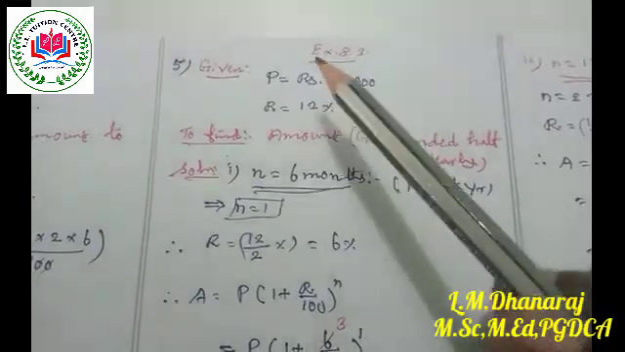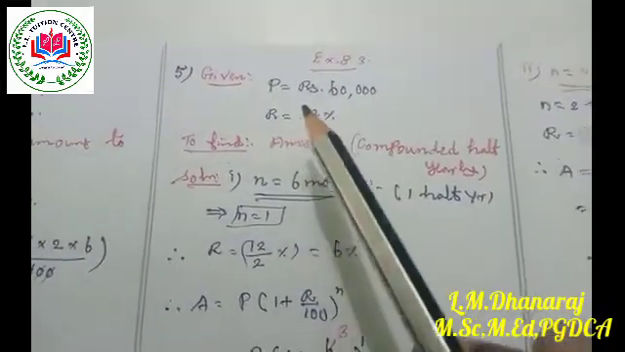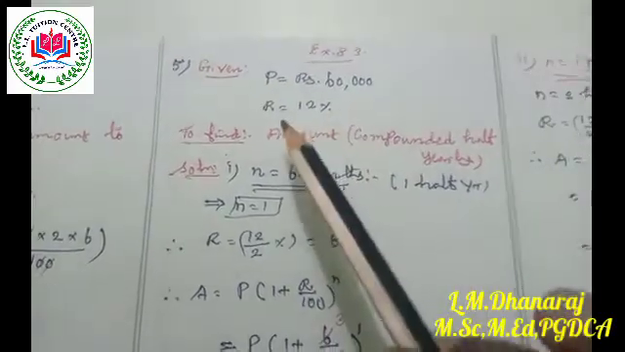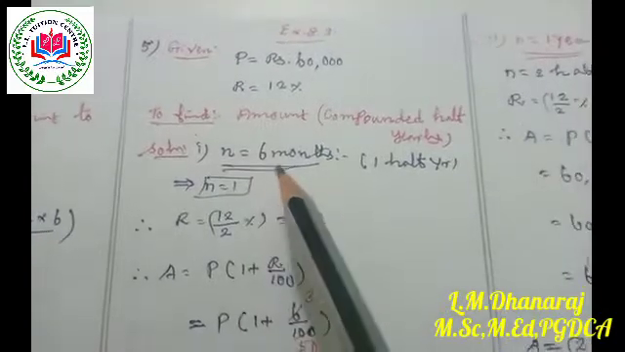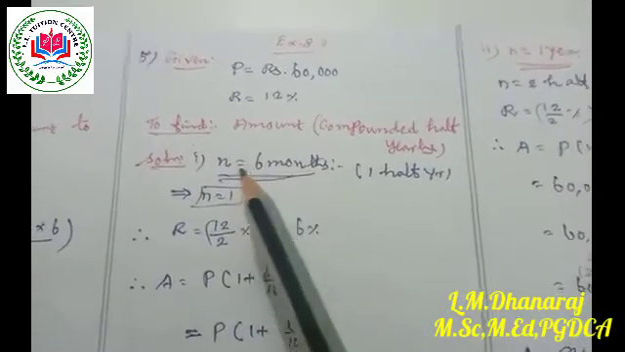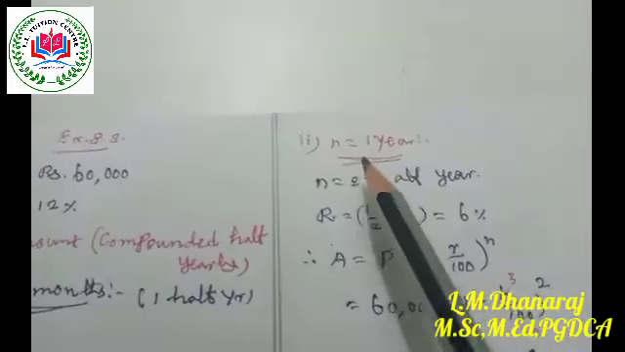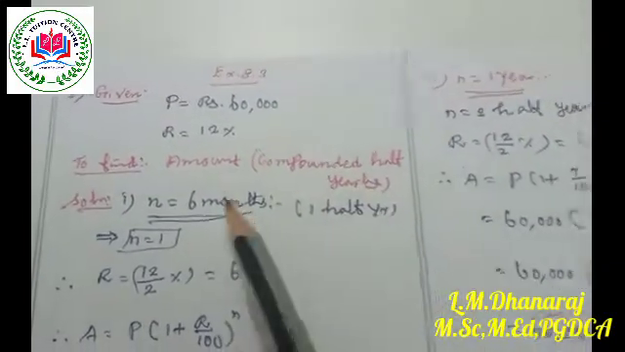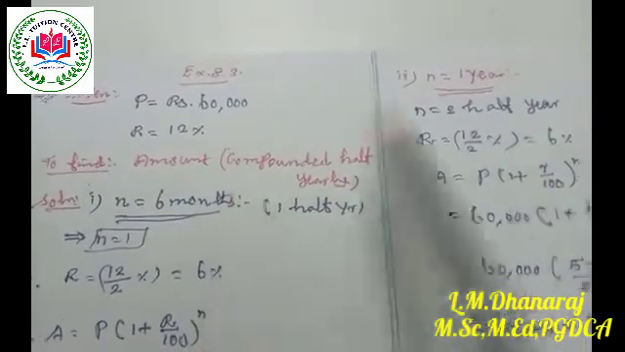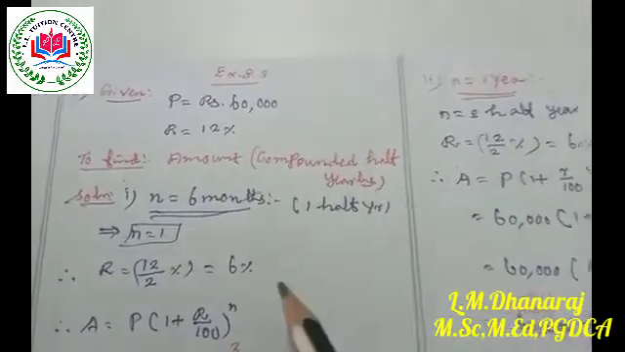Exercise 8.3, the fifth sum. It is given that the principal amount is rupees 60,000 and the rate of interest is 12%. Now there are two subdivisions. One is n is equal to 6 months. The other one is n is equal to 1 year. So we have to find the amount compounded half yearly. For both the subdivisions we have to find the amount using the half yearly formula.